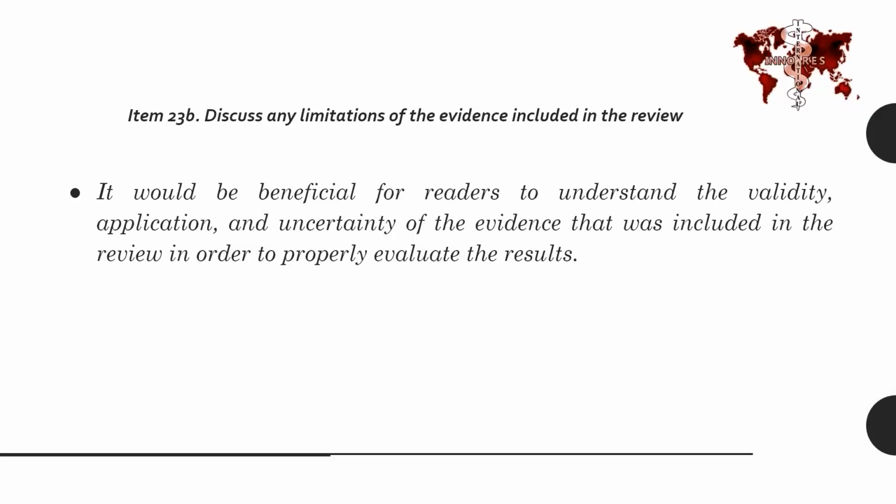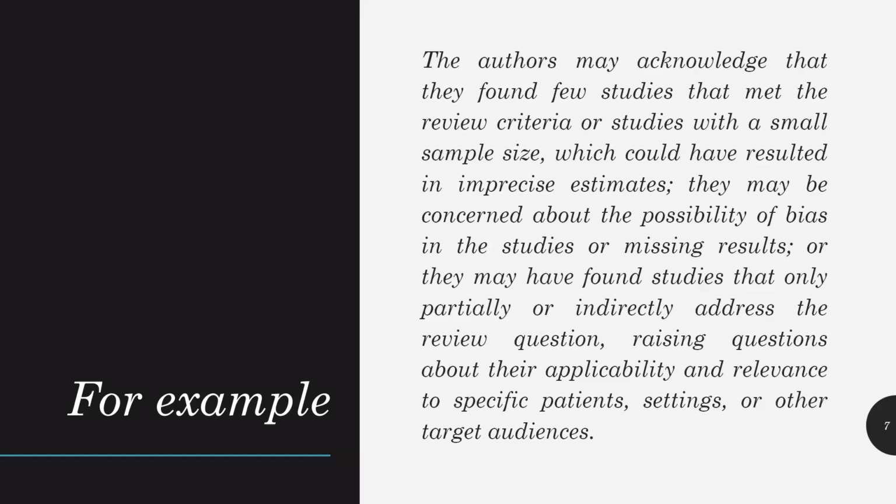In 23B, the authors would want to discuss any limitations of the evidence included in the review, and this is in order to make it easy for readers to assess and properly evaluate the results. Therefore, the authors may want to discuss the uncertainties in the evidence, the papers which they included in their review, and this is in order to help readers interpret the findings appropriately.